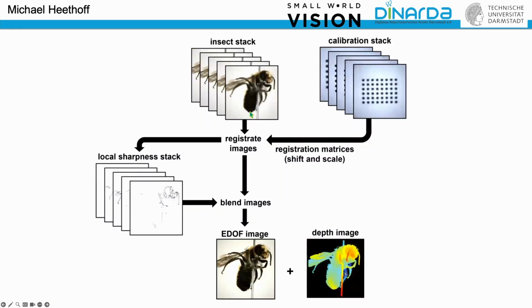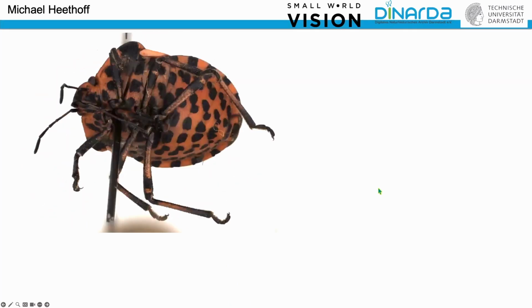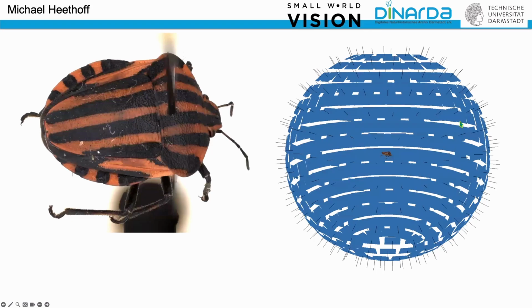What we take is a stack of images from the object. We take a calibration stack of a 2D target. Then we calculate one image with extended depth of field. This is just a little movie with all the images from one tiny object, just the extended depth of field images, the camera positions where the images were taken.